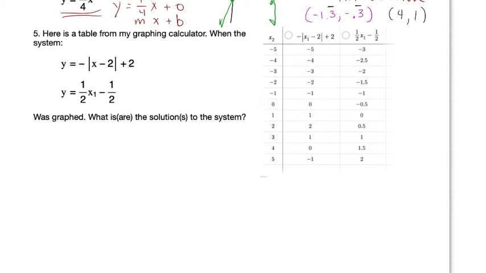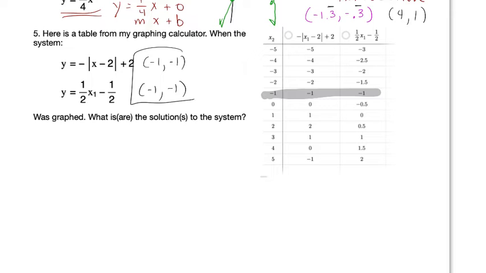So right here I can see there's a solution. Okay, when x is -1, the first equation goes through -1. And when x is -1, the second equation goes through that. And so that's a solution to the system. -1, -1. Now remember, they could cross twice. So you do want to check. There we go. There's another pair of solutions, or another solution.